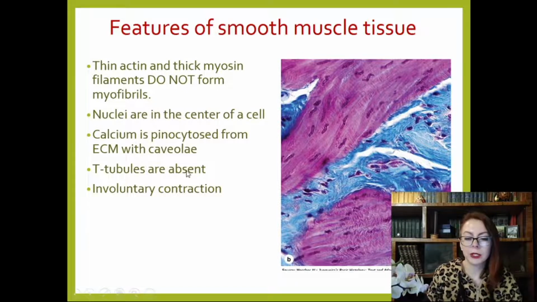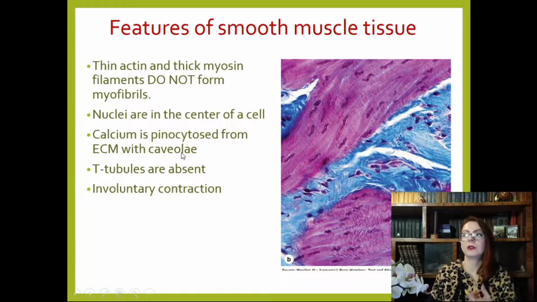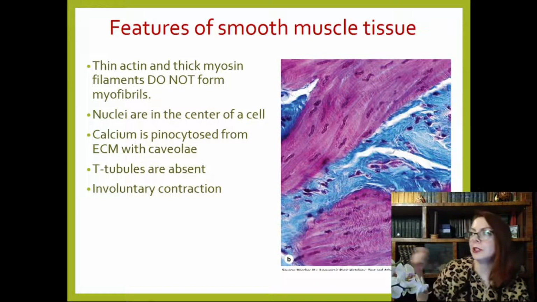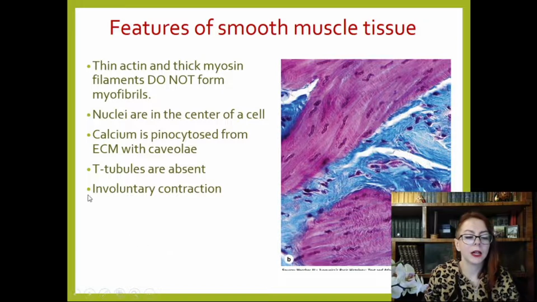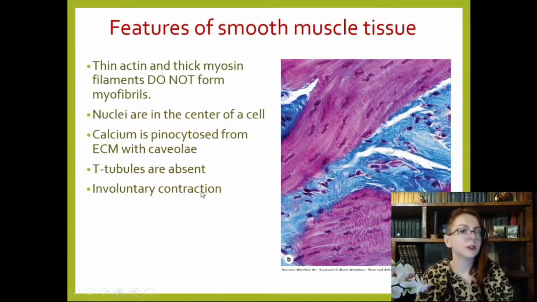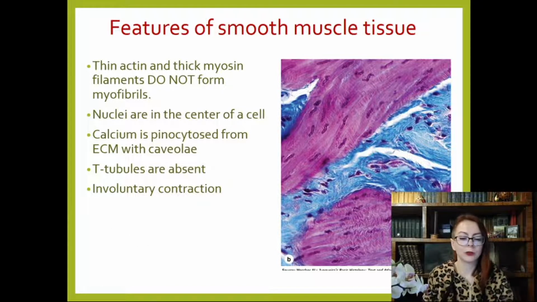Then T-tubules are absent, and it is believed that caveolae were used to form T-tubules in evolutionary development in the future. So caveolae are like precursors for T-tubules in this case. And the contractions are involuntary in smooth muscles, we do not control them.